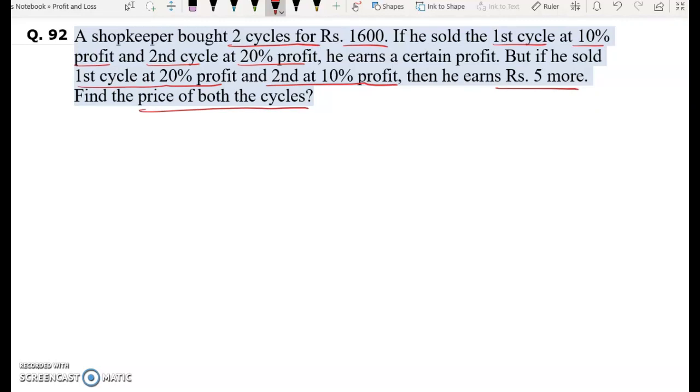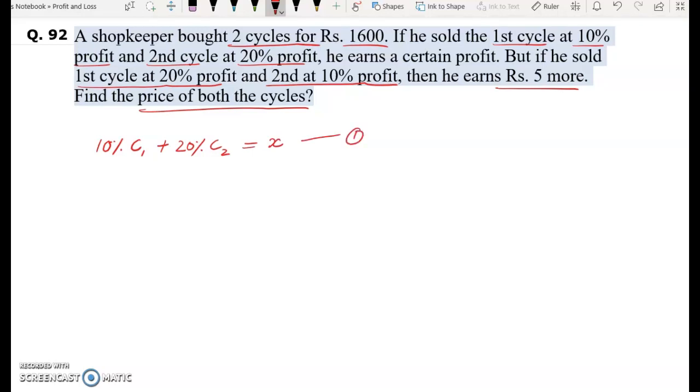So the shopkeeper bought 2 cycles for rupees 1,600. Now he sells the first cycle at 10% profit, 10% profit on cycle 1, and second cycle at 20% profit. This is also plus. 20% profit on cycle 2. And he earns a certain profit. Let's say the profit is X. Now this is our first condition.